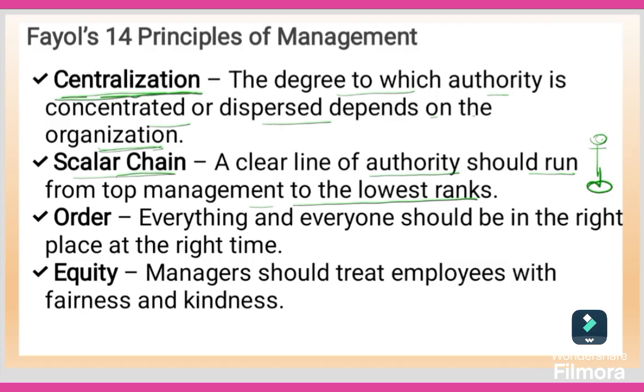Everyone should know what we want to achieve. That is scalar chain. A clear line of authority. Next one is order. Everything and everyone should be in the right place at the right time.